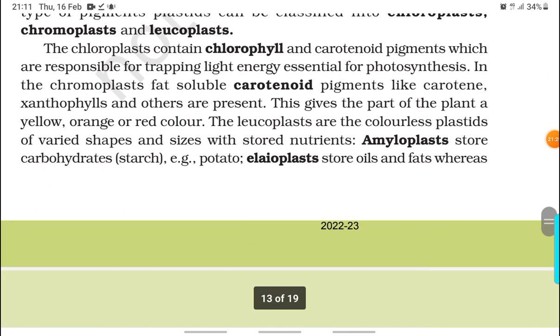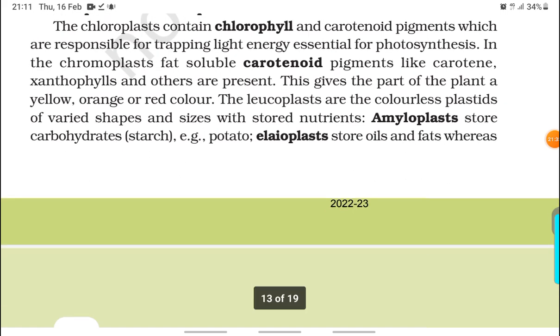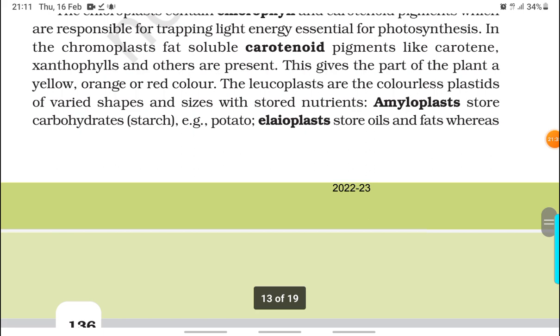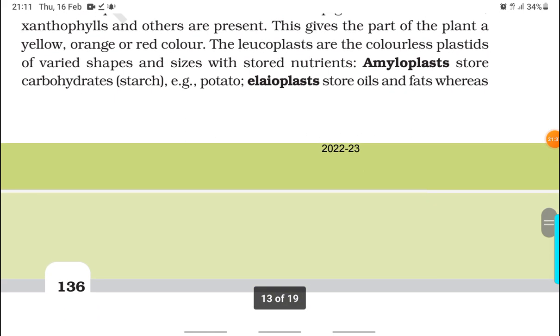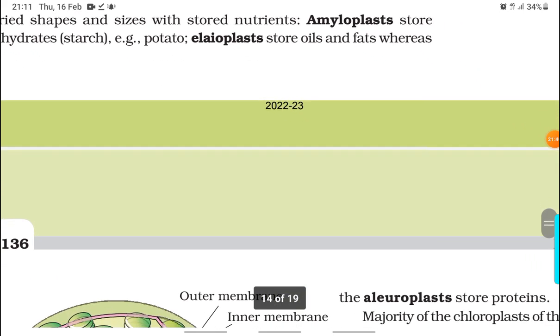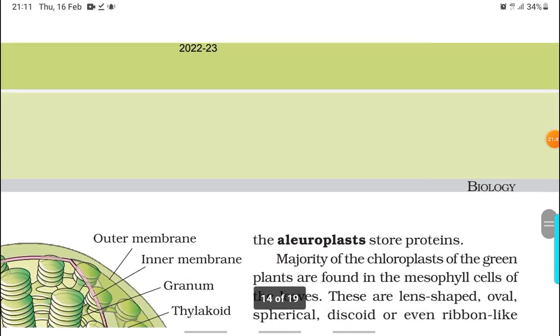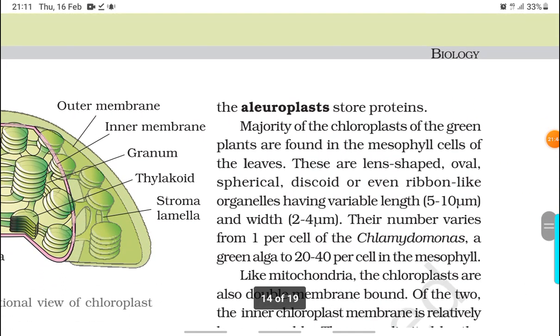The leucoplasts are the colorless plastids of varied shapes and sizes with stored nutrients. Amyloplasts store carbohydrates or starch, for example potato. Elaioplasts store oils and fats, whereas the aleuroplasts store proteins.